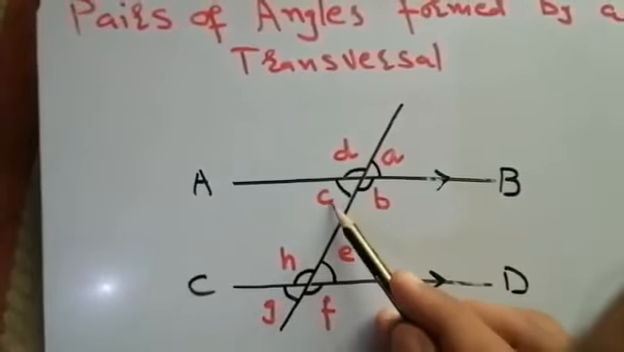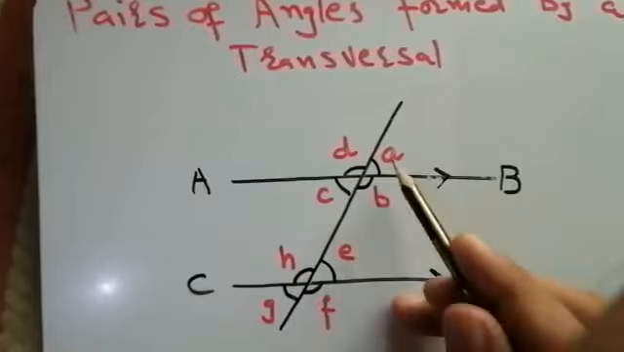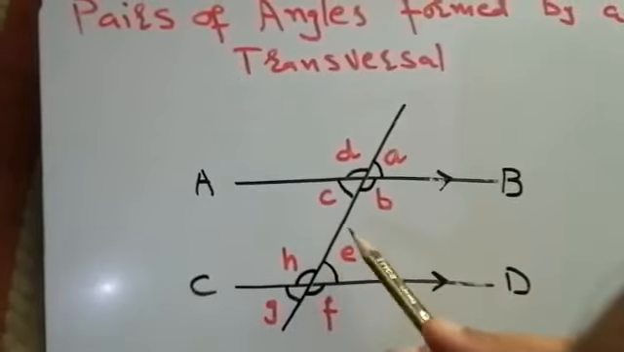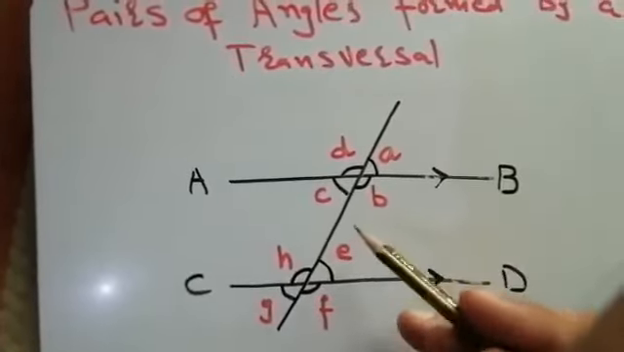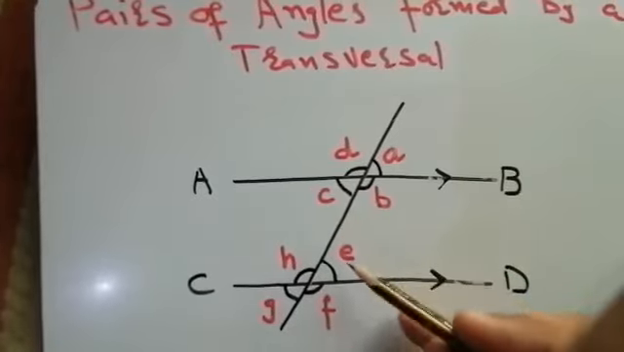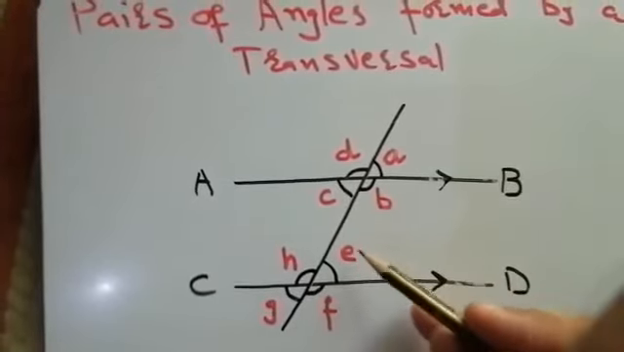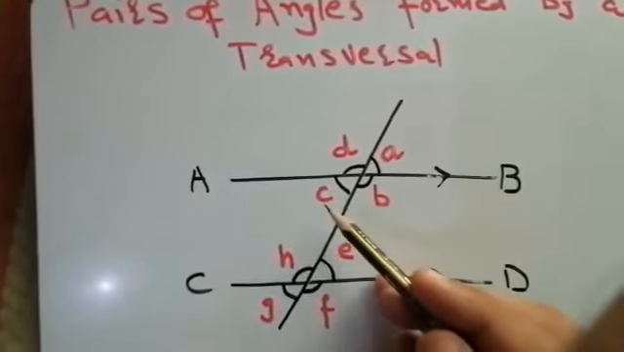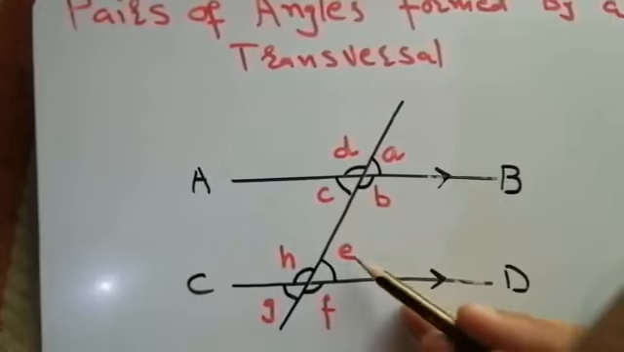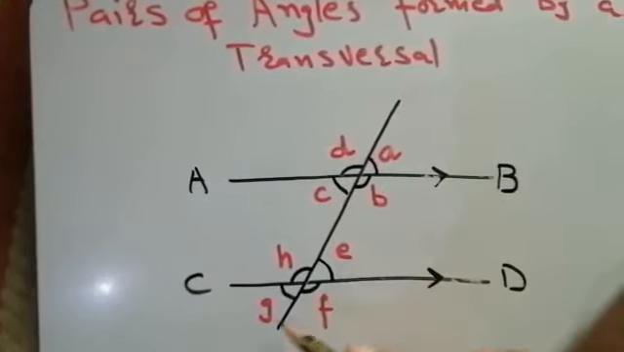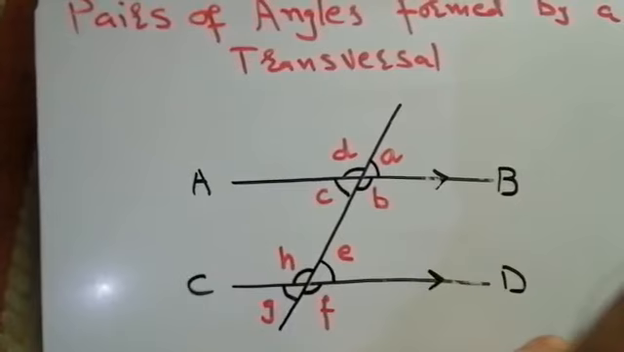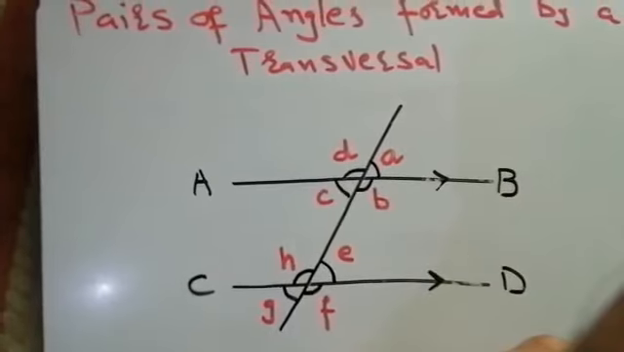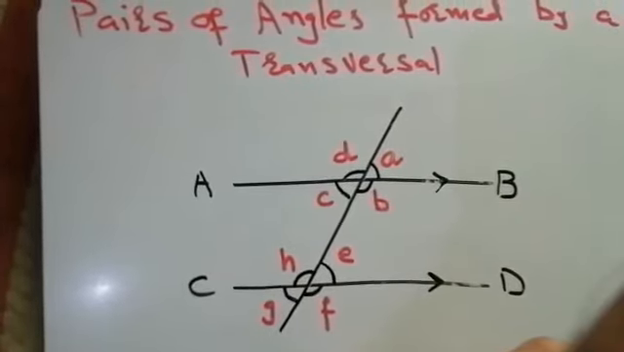In the same way, angle C and angle E, which are subtended by this transversal line with the two parallel lines, are another pair of alternate angles, and these will be the same in size. So if this is, let's say, 45 degrees, this must be 45 degrees. So these are three different types of pairs of angles formed by a transversal on parallel lines.